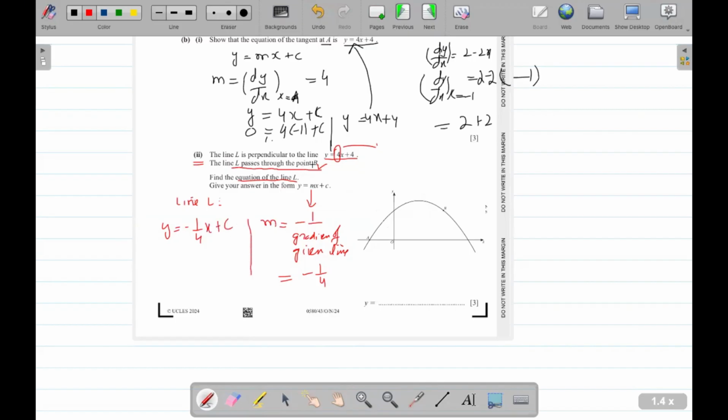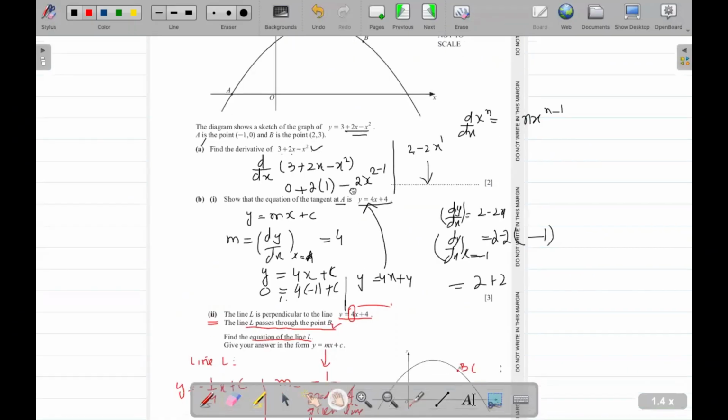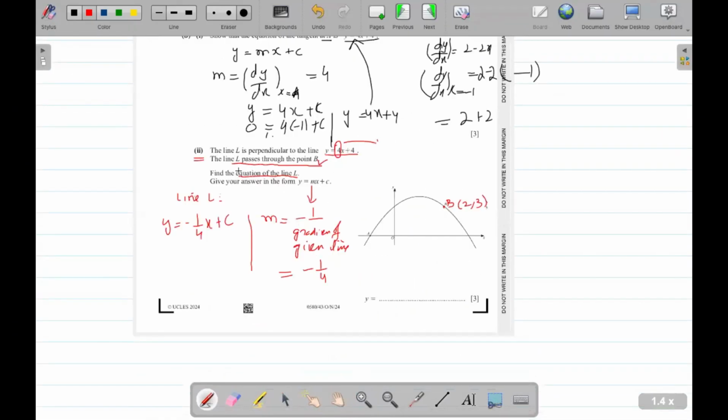And c we can calculate if we substitute the value of point B. Point B here is 2, 3. Therefore, this perpendicular line is passing through the point B, so we will substitute this point B value here. The y coordinate is 3, and the x coordinate is 2.